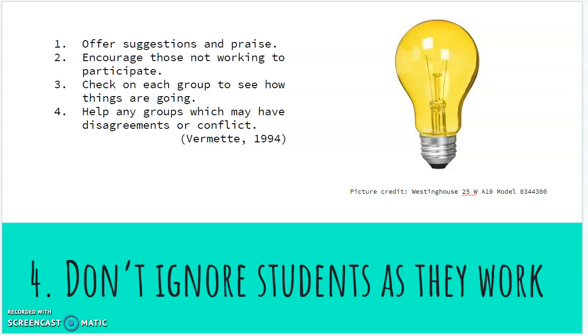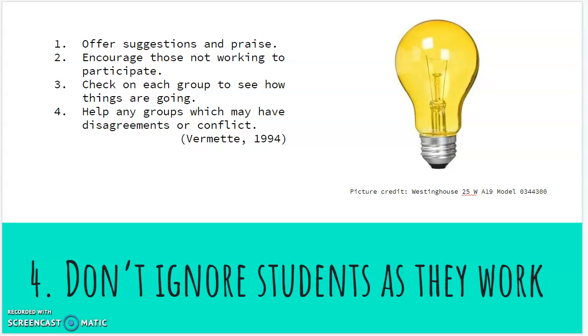Fourth thing, do not ignore the students as they work. One of the biggest temptations, especially with the limits that we have on the time that we can put into our classes, is the temptation to leave our classes alone and go get something done so that we don't have to do it at home. Go grade papers so you don't have to do it at home. No. Even though they are working independently in groups, you need to filter around the room.